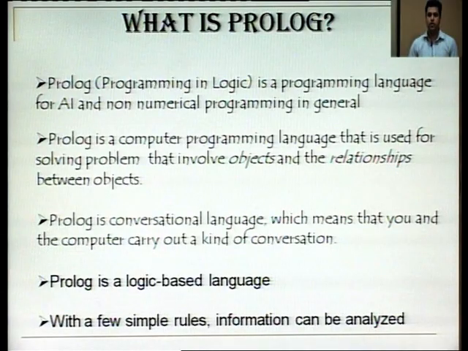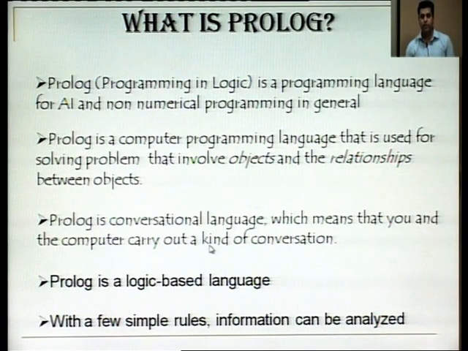Prolog, as the abbreviation stands, is programming in logic. It is basically a programming language for artificial intelligence and non-numerical programming in general, and this term is important. No big complex calculations can be solved by using Prolog. Prolog is a computer programming language that is used for solving problems that involve objects and the relationships between the objects. This language tries to explore the various objects and their relationships.